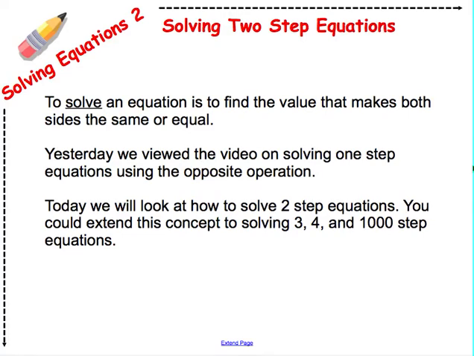So today we're going to talk about solving two-step equations. Recall that to solve an equation is to find the value that makes both sides the same or equal. Yesterday we did view a video on solving one-step equations using the opposite operation. And those keys are going to come into play again today. Recall the opposite operation of multiplication is division and reverse. As well, the opposite operation of addition is subtraction, and again in reverse. Today we will look at how to solve two-step equations, and you could extend this concept to solving 3, 4, and even 1,000-step equations. Let's take a look at our first point.